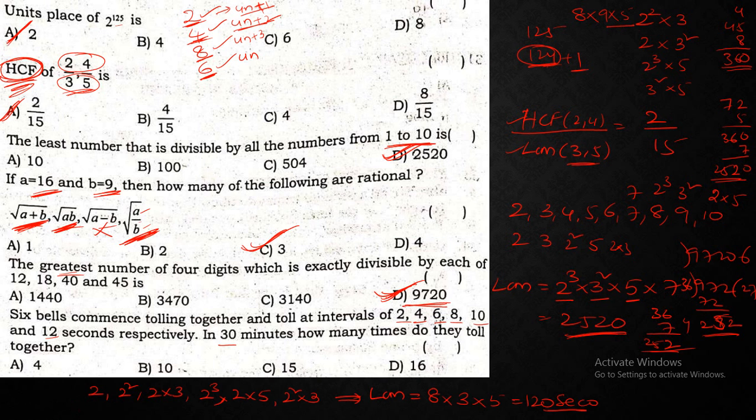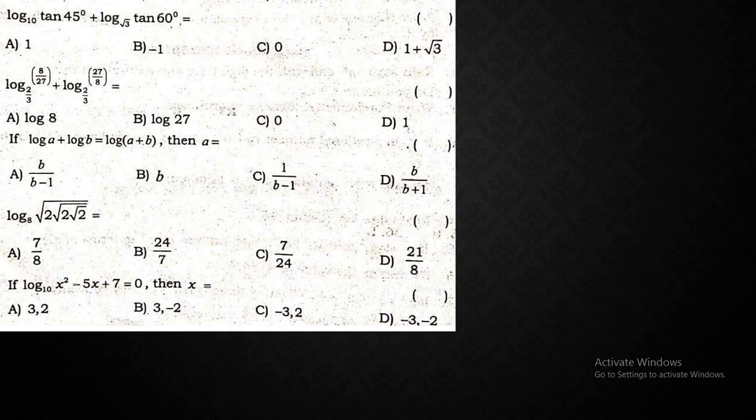At a time they are going to ring, right? So 120 seconds means how many minutes? 120 seconds means 2 minutes. So in 30 minutes, how many times will they toll? 15 times, because for every 2 minutes they all ring together. Okay, so based on this we have 15 times. Next, moving on to one more question.